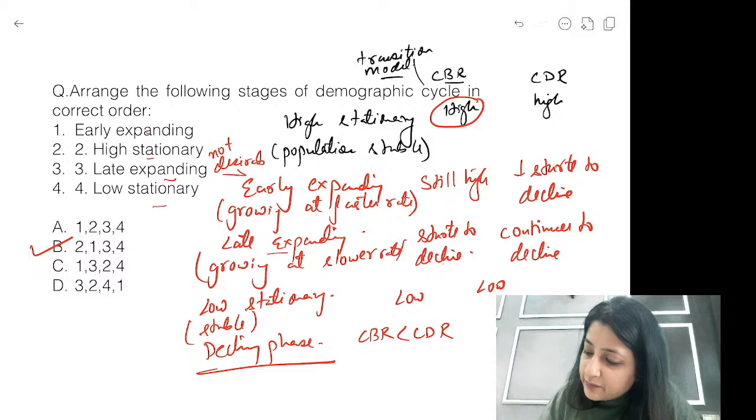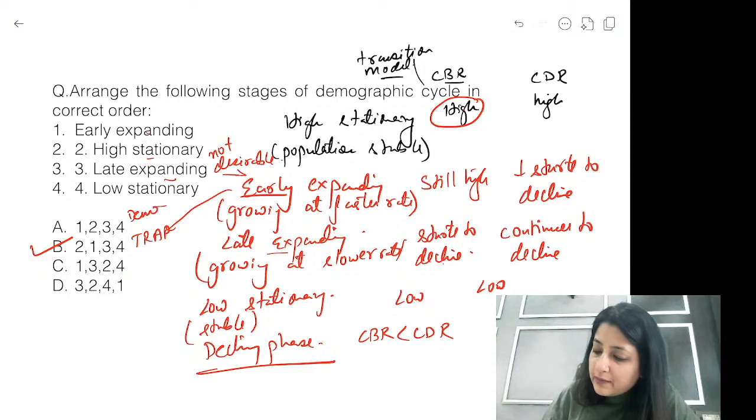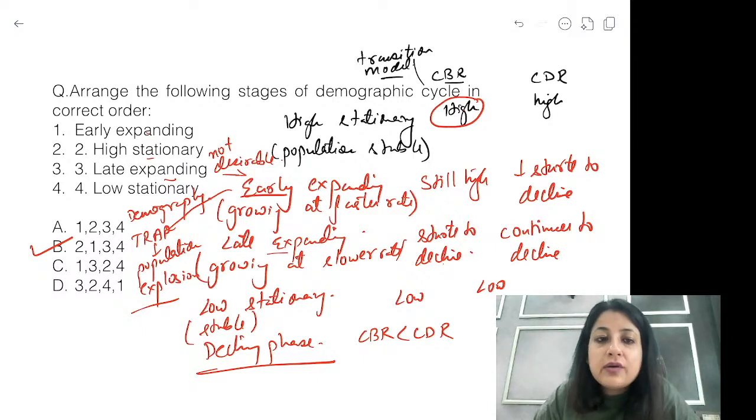Early expanding is not at all desirable, because in this the country is stuck. Okay, stuck. What do you call it? Demography trap. Demography trap means the population is exploding, population explosion. Population is growing at a faster rate, which is a very problematic thing. Okay, not the first stage, the second stage. Second stage is not at all desirable.